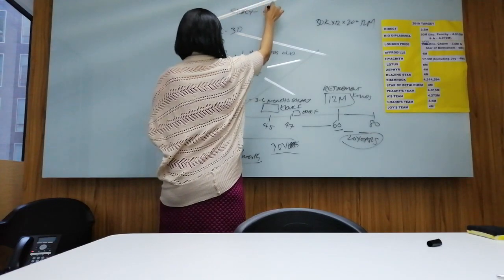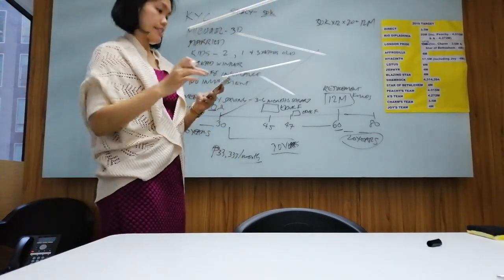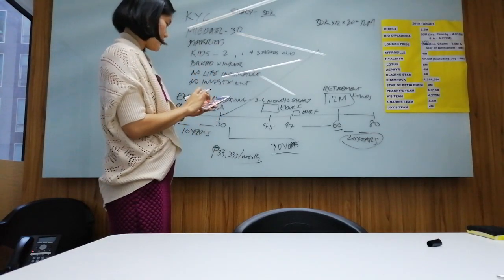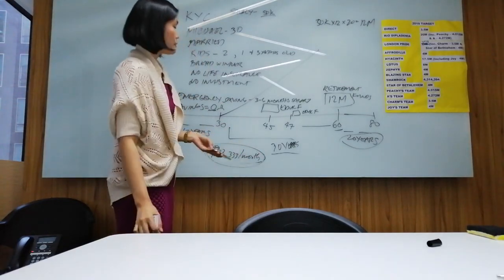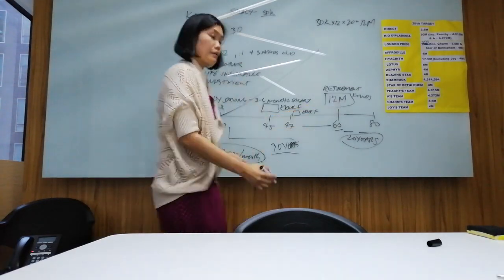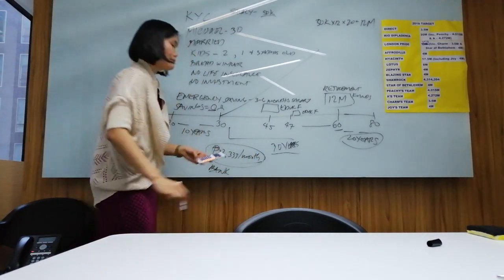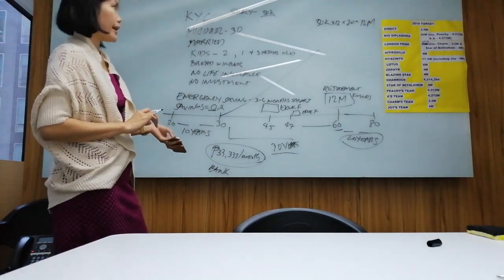Sabihin niya, 50,000. Ito na po ba ay net minus taxes? Yes. Okay, so ibig sabihin, 33,000 ang kailangan niyang i-save every month to reach the 12 million kung via bank. Sabihin niya, pag tinanong mo, kaya ba, Mr. Client? Sabihin niya, hindi.